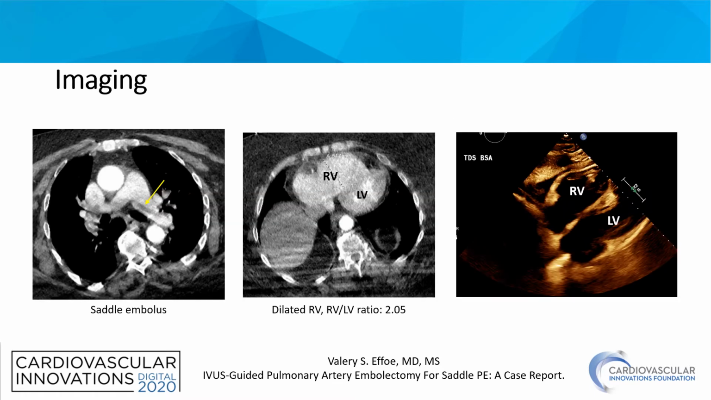We then proceeded to obtain a chest CT using pulmonary embolism protocol, which showed a saddle embolus as seen on the first image, which extended more to the left PA than the right PA. There was some evidence of right ventricular dysfunction or strain on both the CT PE as well as on echocardiogram, as shown on the third image, with an RV to LV ratio of 2.